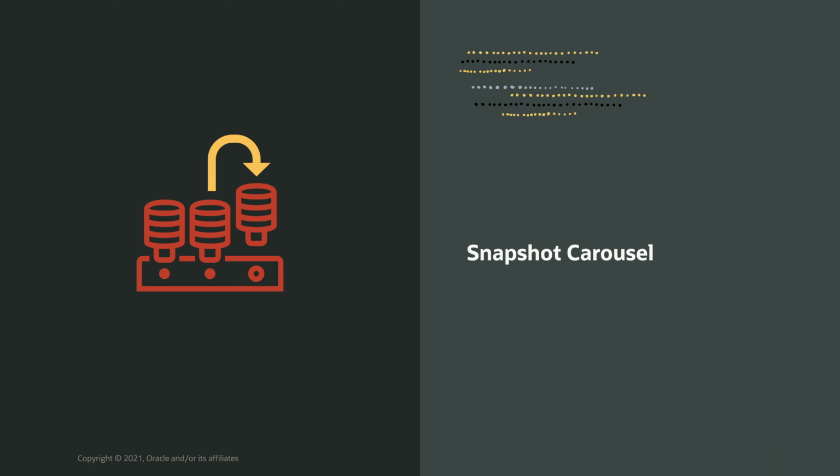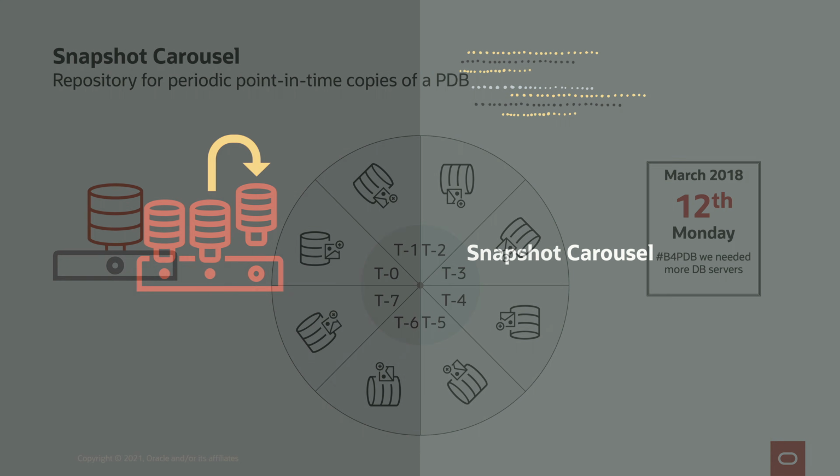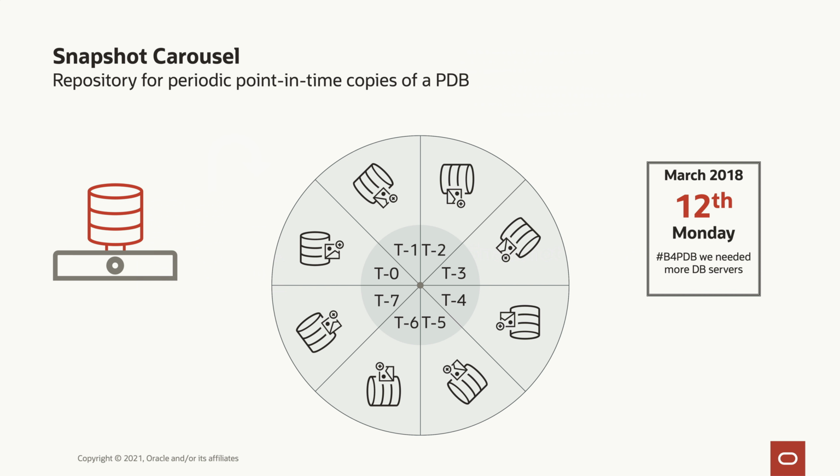Now, we can move on to discuss the Snapshot Carousel. This is a repository for periodic, point-in-time copies of a PDB. For example, we might take nightly snapshots of a particular PDB. It makes sense to limit the number of historical snapshots we take. Perhaps we only need snapshots for the past week. The maximum number of snapshots to be retained is configurable. The default is 8, which is also the highest value that is currently supported.